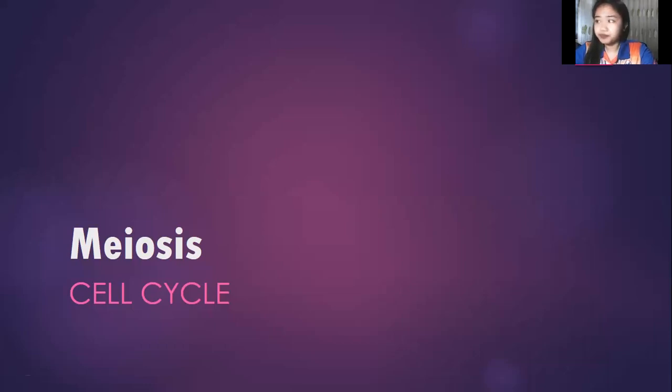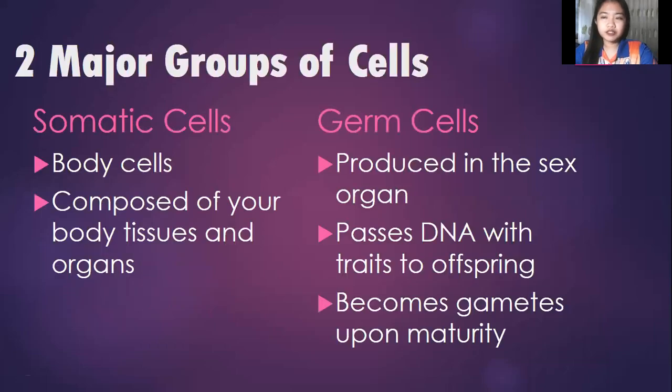Mitosis happens in somatic cells. Somatic cells are the body cells, and they are composed of your body tissues and organs. Last time I said that to repair skin that is damaged because of a wound, your skin cells undergo cellular division so that they can repair the wound. Since we have two major groups of cells, one type is the somatic cells.